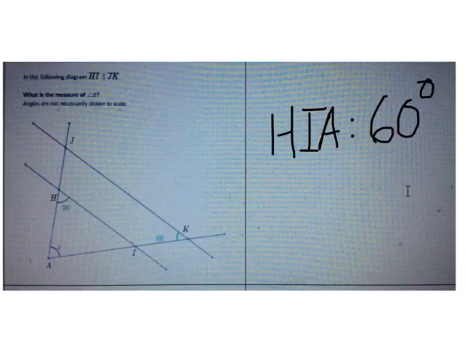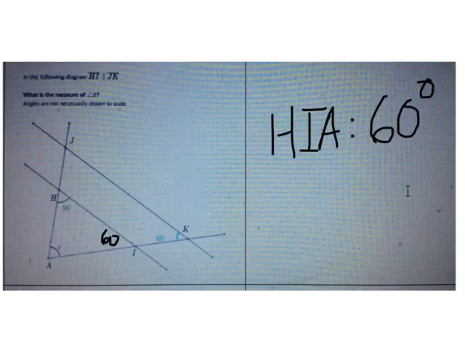Now let's apply some of the knowledge we have of angles. HI is parallel to JK. We want to find angle X. First, let's find angle HIA. It's a corresponding angle to 60 degrees. So, what is angle HIA? Angle HIA is 60 degrees. It's the same as its corresponding angle.